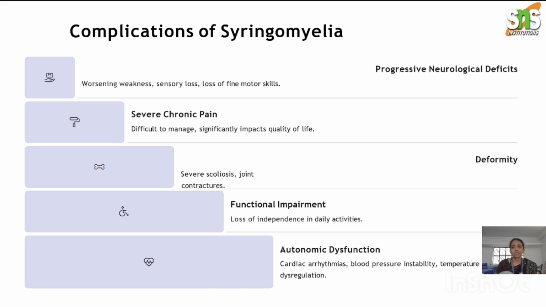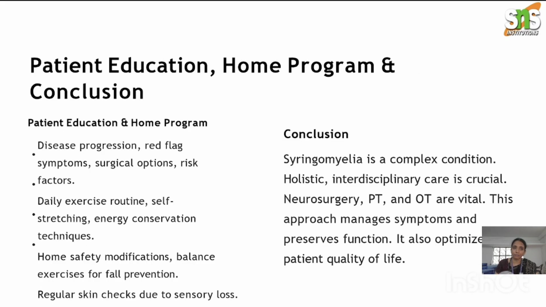Complications of syringomyelia: progressive neurological symptoms can be expected, like worsening of the weakness, sensory loss, and loss of fine motor skills, and severe chronic pain, which is difficult to manage, and that will significantly impact the quality of life. Deformity we can expect, of course, with severe scoliosis, and if we do not address the joint range of motion properly, joint contractures can be expected. Functional impairment, loss of independence in daily activities as the disease progresses. Autonomic dysfunction: cardiac arrhythmia, blood pressure instability, temperature dysregulation. This autonomic dysfunction will have a major impact on functional impairment and the patient's quality of life.